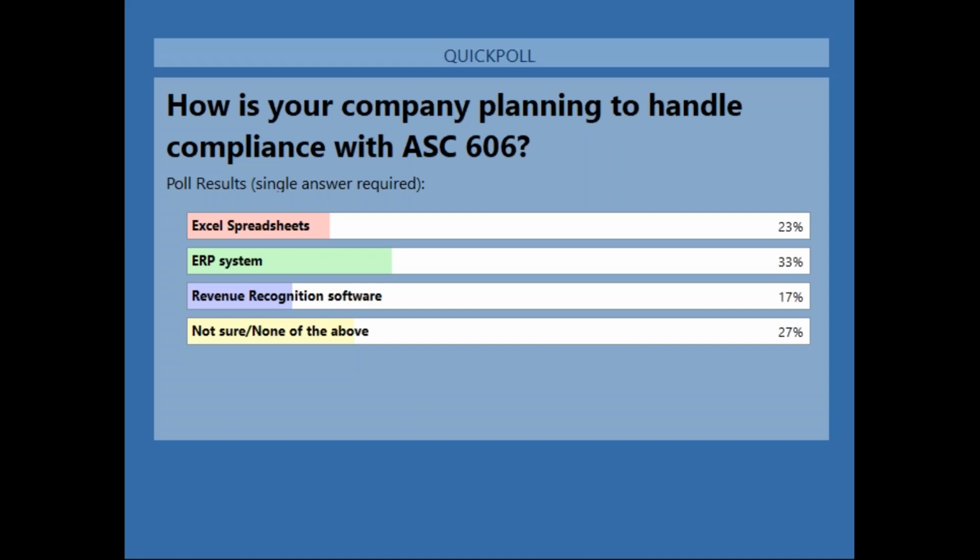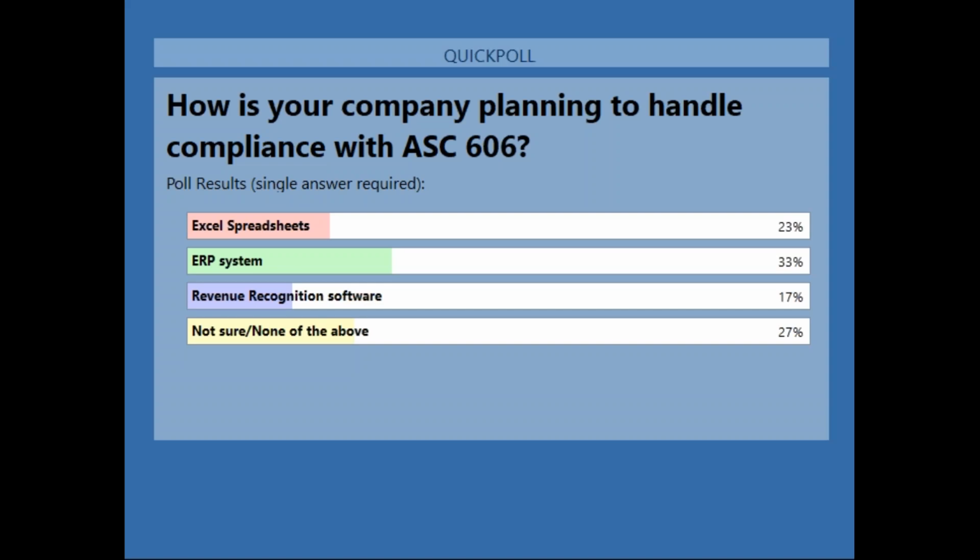So I guess kind of ignoring that 30% who's not sure or none of the above, because I'm really curious as to what you're doing if you're doing none of these three things. The winner is the ERP system. I am actually surprised if you have a material impact, which most of you said you had, a huge accounting policy change at the beginning, that you are handling this in your ERP system. The next one is Excel spreadsheets.